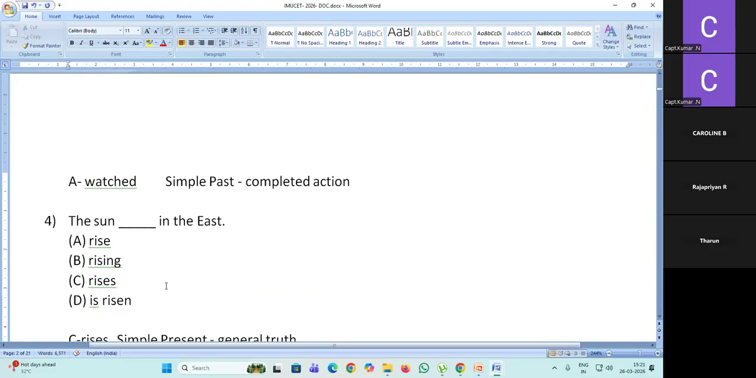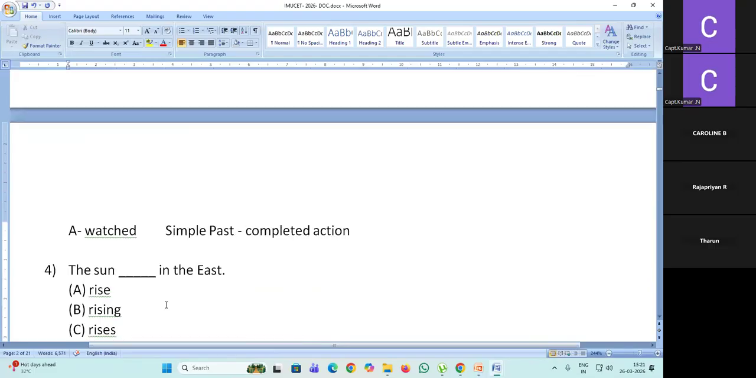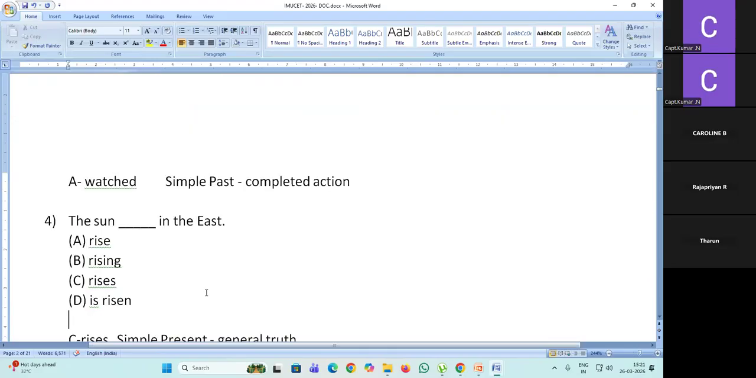Okay, let's see the next one. The sun dash in the east. Here, we are talking about a universal truth. That does not change. It happens the same all the time. So the sun dash in the east. What will come? Rises. Yes, the sun rises in the east.